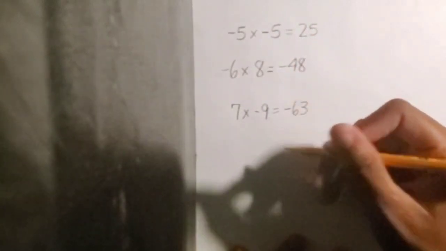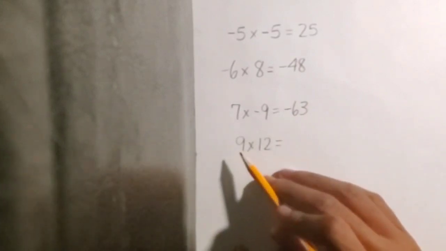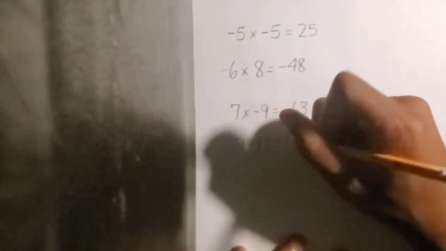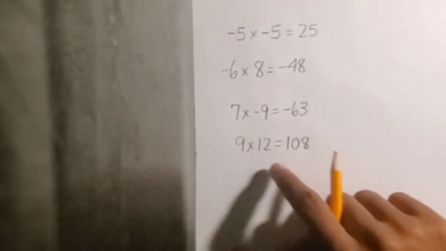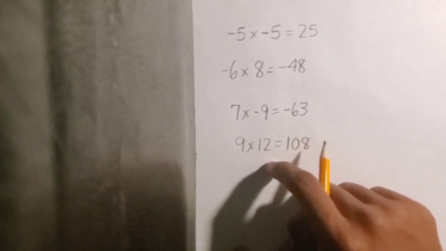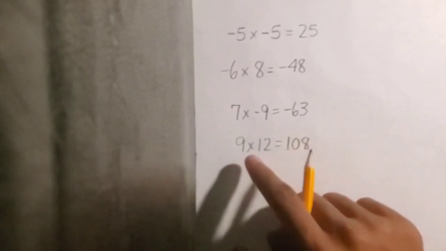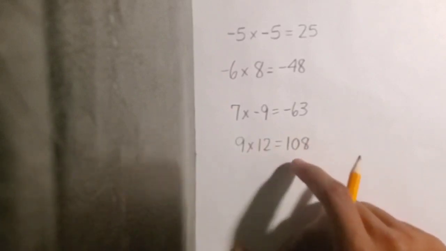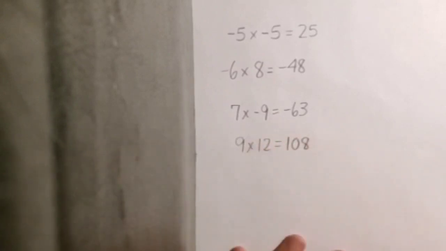And also, see that? 9 times 12 equals 108. See that? Because a positive times a positive equals a positive. 9 times 12 equals 108. See how impressive that looks?